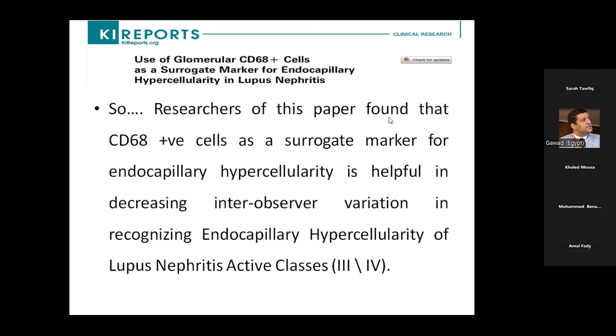So if we have a picture and we cannot differentiate whether it is just an endothelial injury, or these are inflammatory cells, mainly monocytes, which are CD68 positive, we will use this marker to differentiate. Okay.